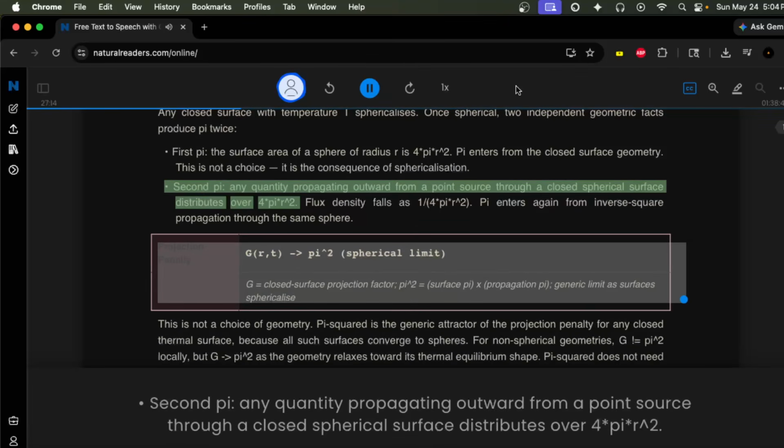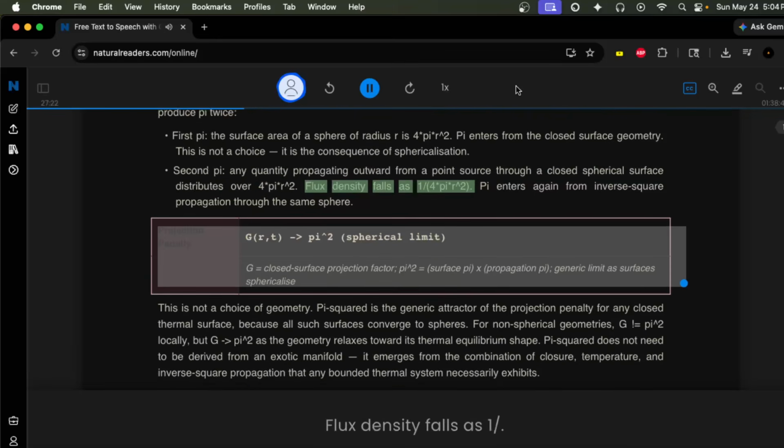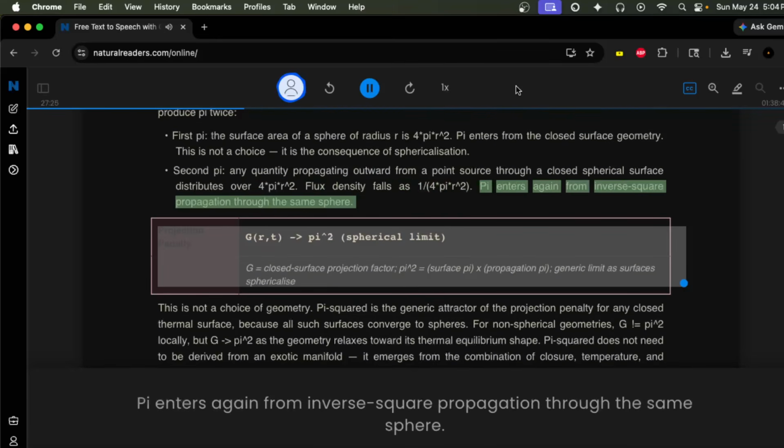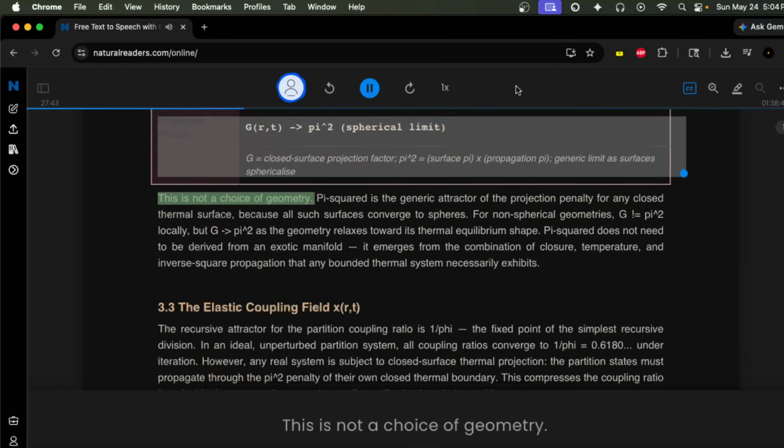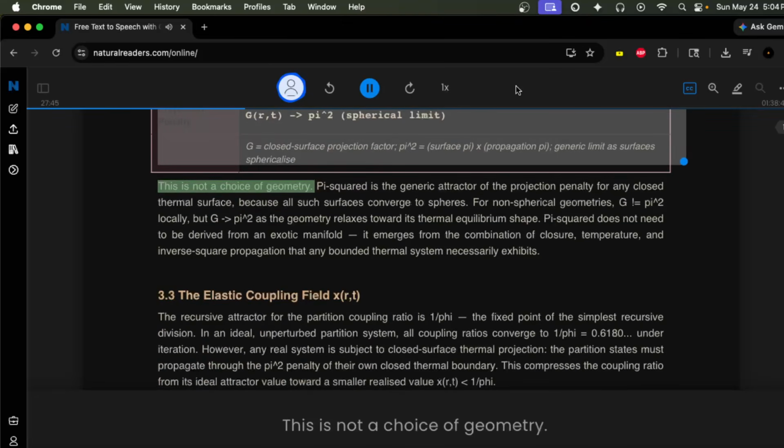Second pi: any quantity propagating outward from a point source through a closed spherical surface distributes over 4πr². Flux density falls as 1/r². Pi enters again from inverse square propagation through the same sphere. This is not a choice of geometry.